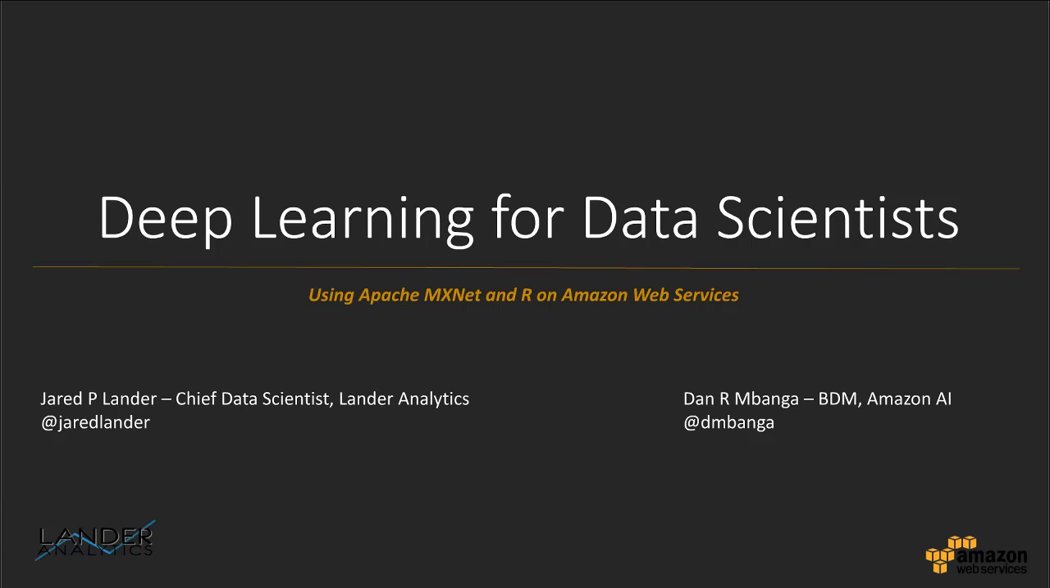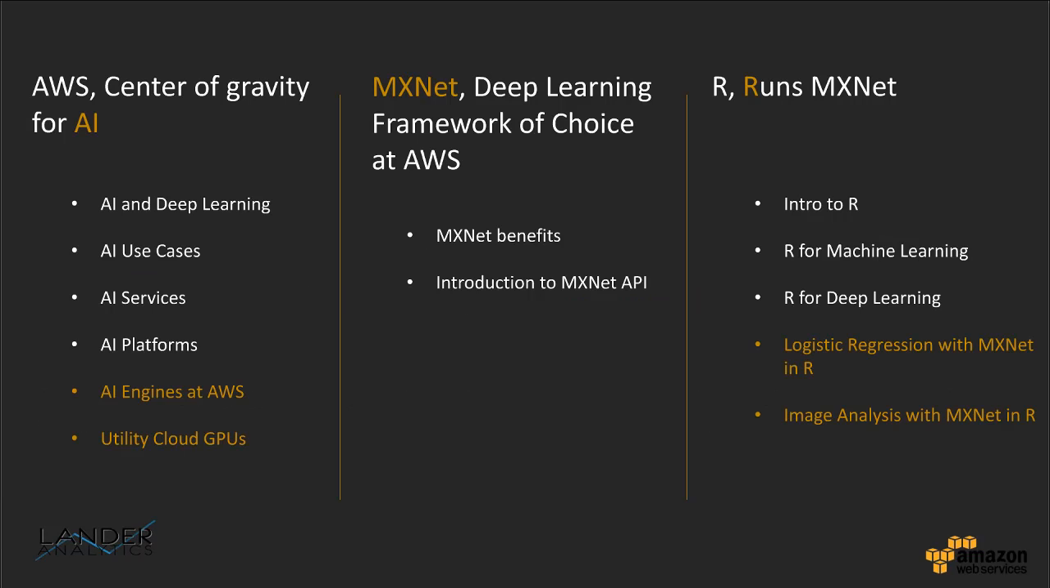Thank you, Jared. So today we are going to cover rapidly the strategy of AI at Amazon Web Services with a focus on AI engines and then cloud GPUs as the utility compute. We're also going to cover MXNet fundamentals, essentially the benefits and the introduction of the MXNet API. And going forward, we are going to talk about how R works on MXNet with a walkthrough of logistic regression using MXNet and R together.